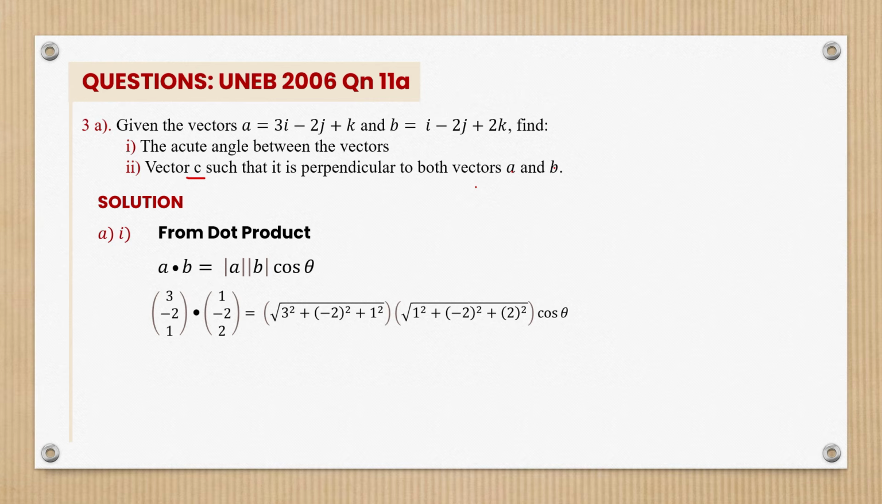Putting it in the formula, let's expand. On the left hand side, this is what we shall have, and this is what we shall have on the right hand side. Simplify it further. So we're going to have 9 being equal to 3 times the square root of 14 cos theta. Make cos theta the subject. Then theta shall be equal to cos inverse of 3 over square root of 14. Put that in your calculator and you shall have theta being equal to 36.7 degrees.